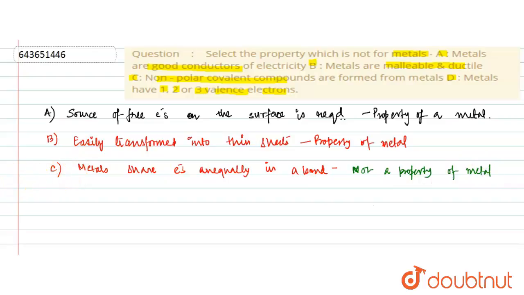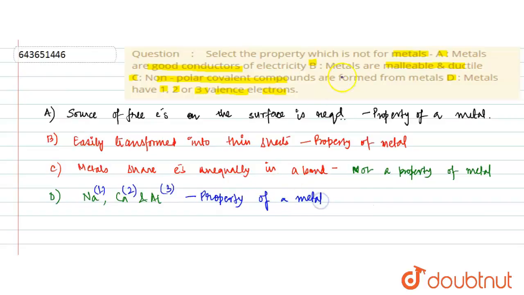And D, metals have 1, 2 or 3 valence electrons. Yes, for example, sodium, calcium and aluminium. All three are metals, and sodium has 1 valence electron, calcium has 2 valence electrons, and aluminium has 3 valence electrons. So D is also a property of a metal.